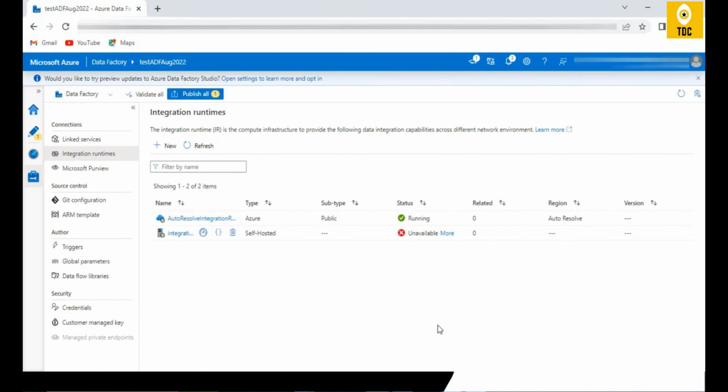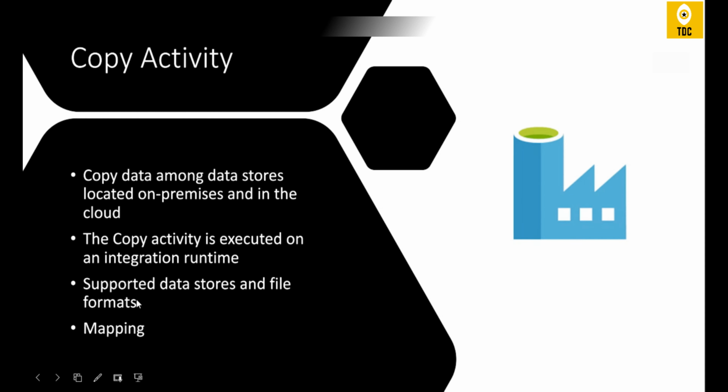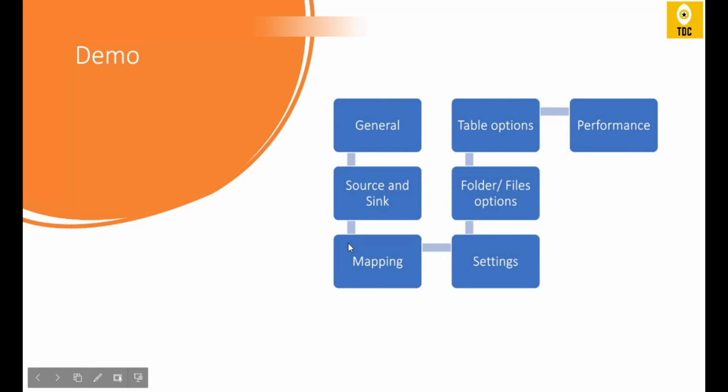But coming back to the actual topic, where we were discussing a couple of options, as part of the demo let's go to the demo section now in detail. We can discuss the general tab, the source and sink tab, the mapping, the table options, and how to handle folders and file options, different file format options, and the different settings you can see in the copy activity. We will also see how to optimize or fine-tune the copy activity if it is slow and you want to enhance the performance. There are a few things you can do, which we can see in the demo now.